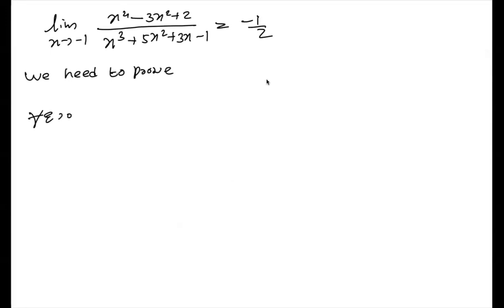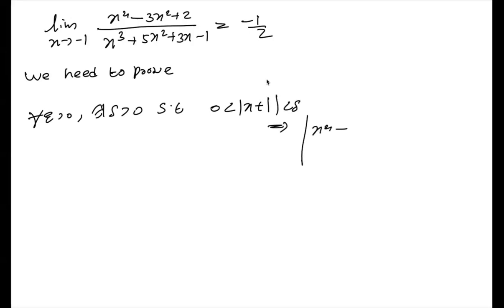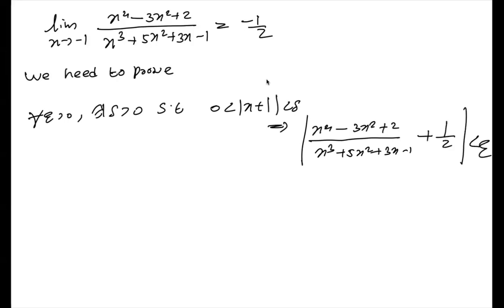for all epsilon greater than 0, there exists delta greater than 0, such that 0 less than |x + 1| less than delta implies this whole bunch of things: |(x^4 - 3x^2 + 2)/(x^3 + 5x^2 + 3x - 1) + 1/2| less than epsilon.